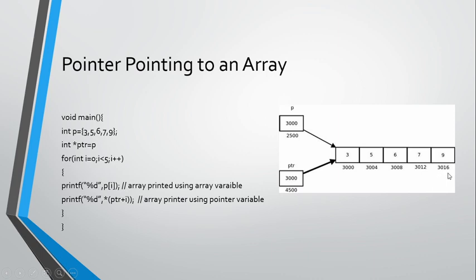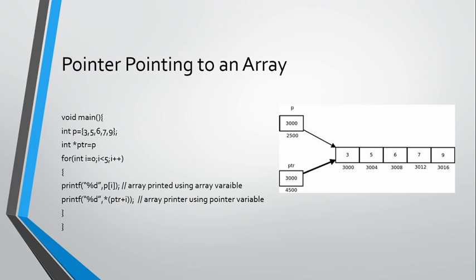So if I am calling P[0], I will get 3. P[1], I will get 5. P[2], it will be 6. P[4], it will be 9. P[3] will be 7. Like that, we will get the values. If we call P, we'll get 3000.